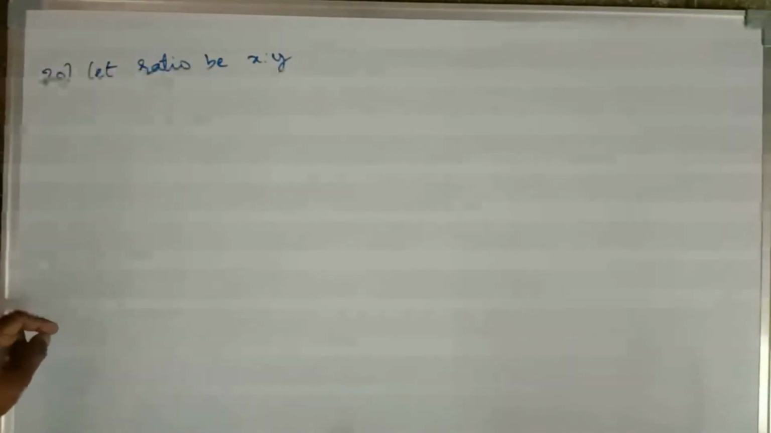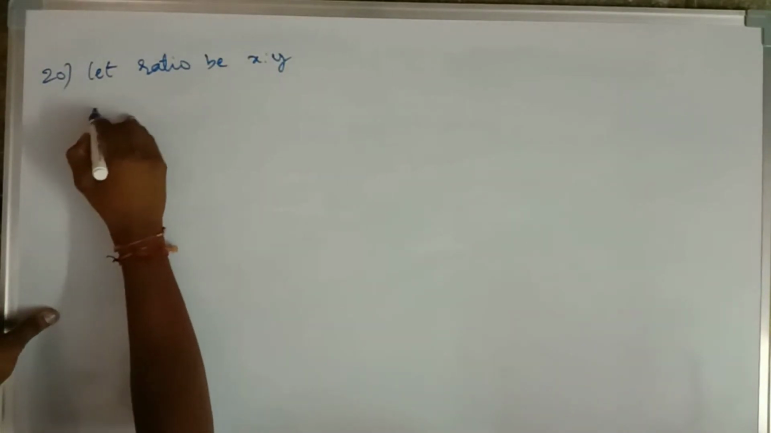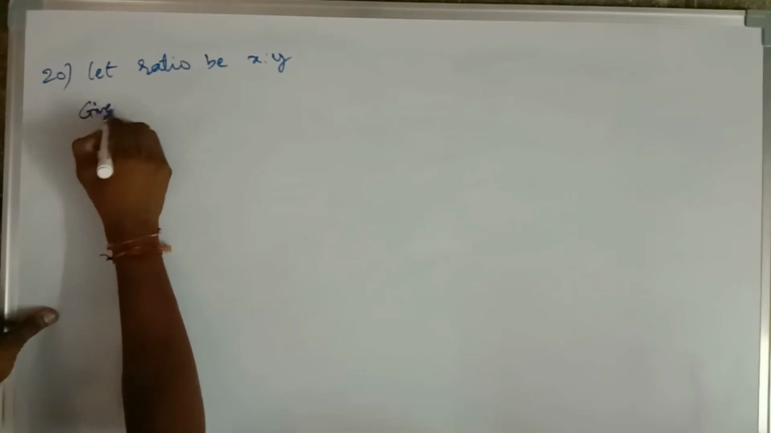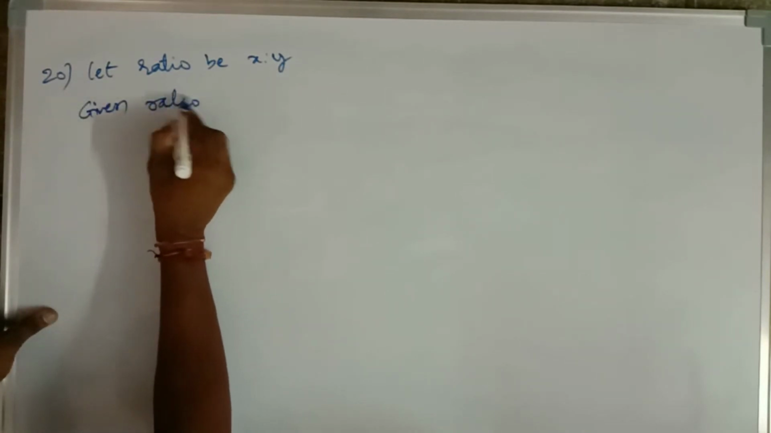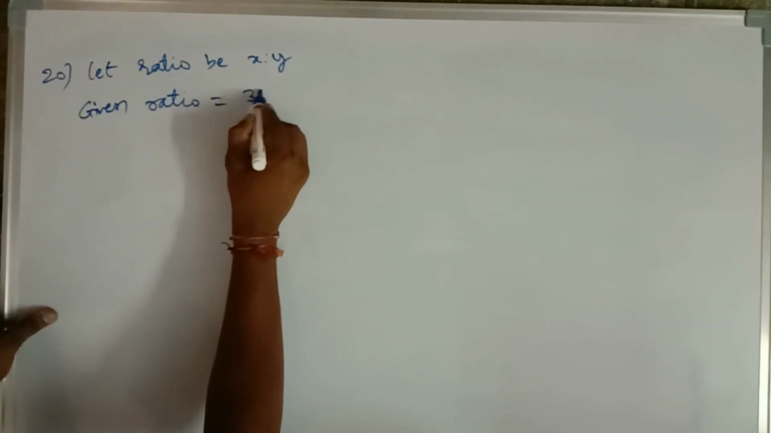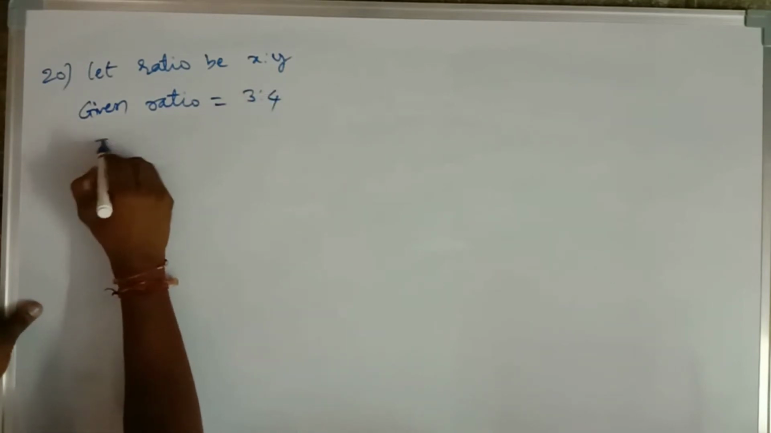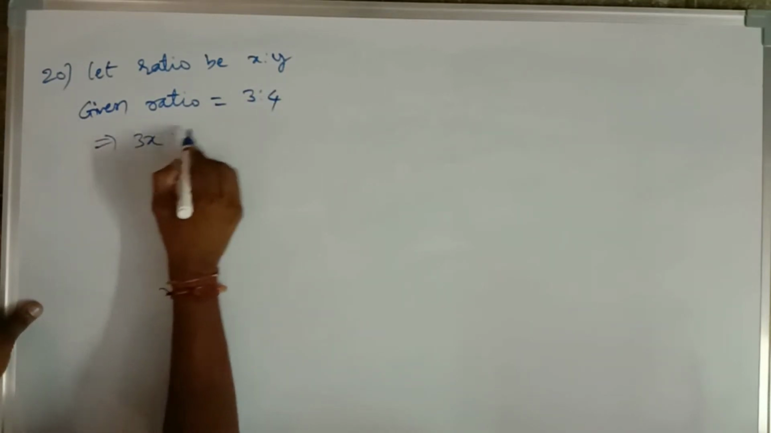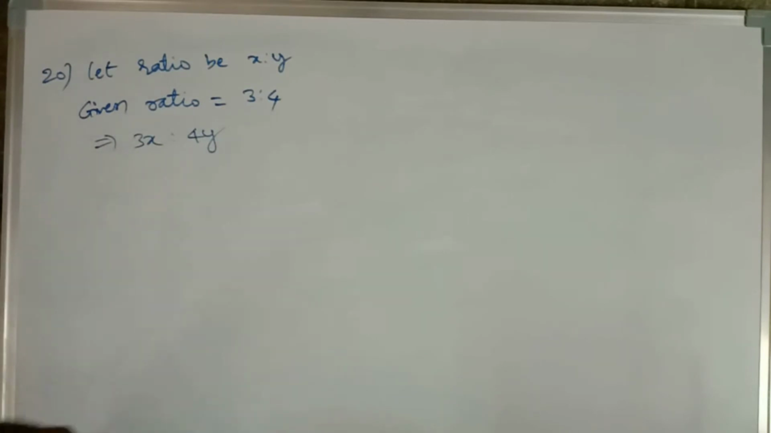Okay. So to this, the two numbers are in the ratio of 3 is to 4. And to these two numbers, I am adding 7. Then I am going to get another ratio, that is 4 is to 5. Then what are the numbers? So here let the ratio be x is to y. Therefore, another given ratio is how much? Given ratio is equal to 3 is to 4. Now that implies 3x is to 4y.